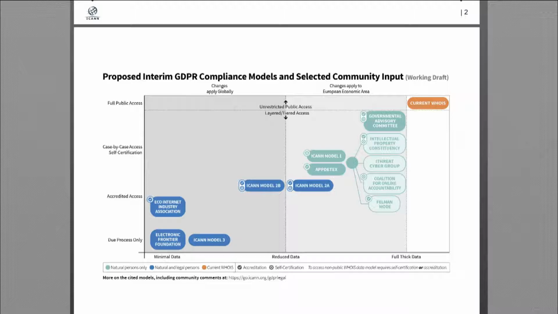Our next question comes from Bradley Silver. After the interim model is chosen, if a registrar believes that their implementation of it will result in noncompliance with GDPR, will they be entitled and required to invoke the WHOIS conflict procedure? Or do you anticipate that the compliance obligations will continue to be suspended for a period of time? John?